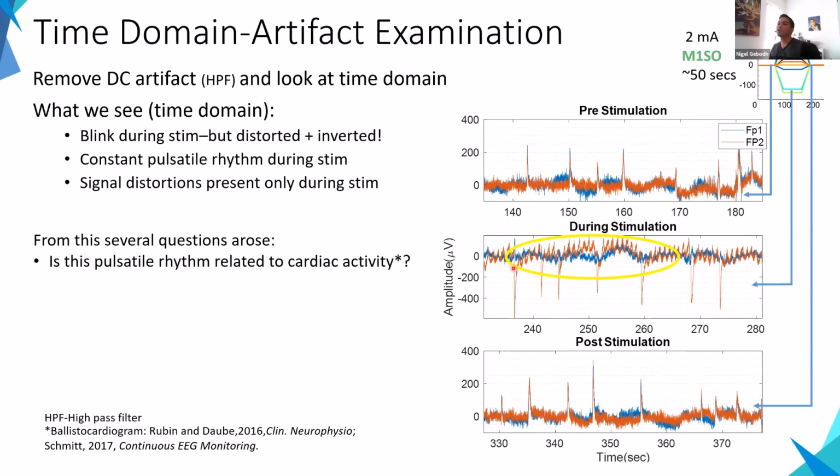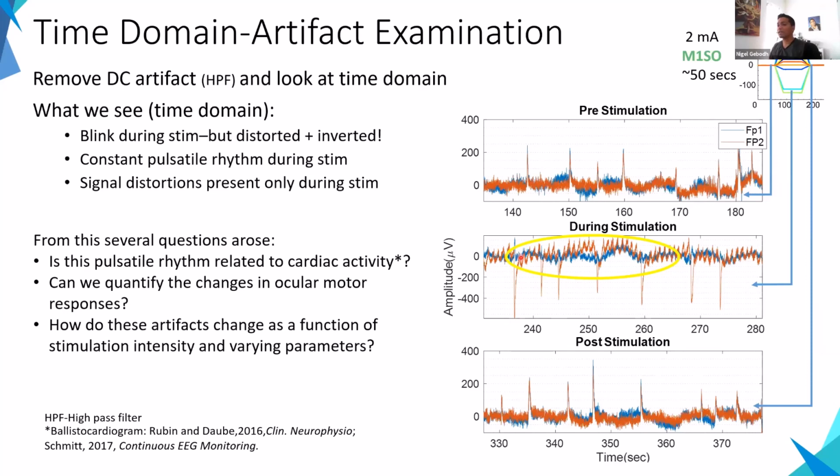So several questions arose, including, is this pulsatile rhythm related to cardiac activity or a ballistocardiogram? And can we quantify these changes in these oculomotor responses? Can we quantify how it inverts and how it becomes attenuated? And how do these artifacts change as a function of stimulation intensity and with varying stimulation parameters?